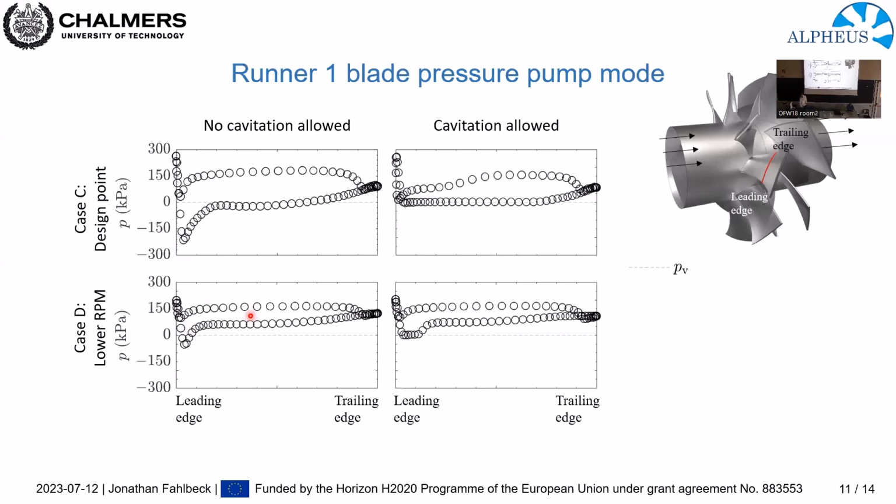So just to make a comparison, when we have cavitation, we can see that the pressure distribution around the runner blades is totally different for the design point, where we had a lot of cavitation. Whereas if we look at case D, where we had much less cavitation, we can see that for sure at this point, close to the leading edge on the suction side, there is some small difference, but in general, the pressure profile is very similar to the case where we don't consider cavitation.